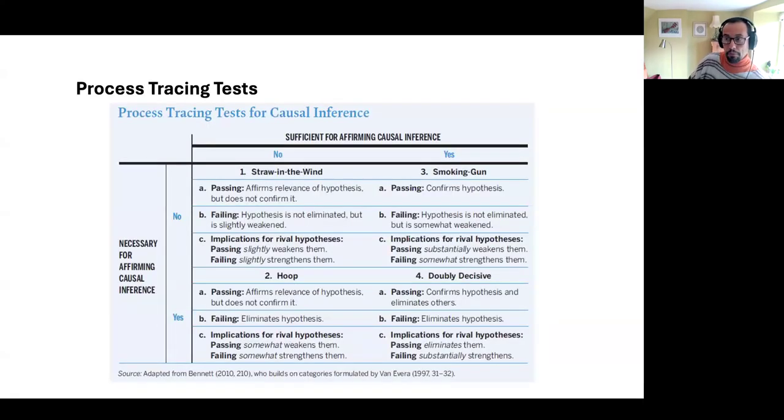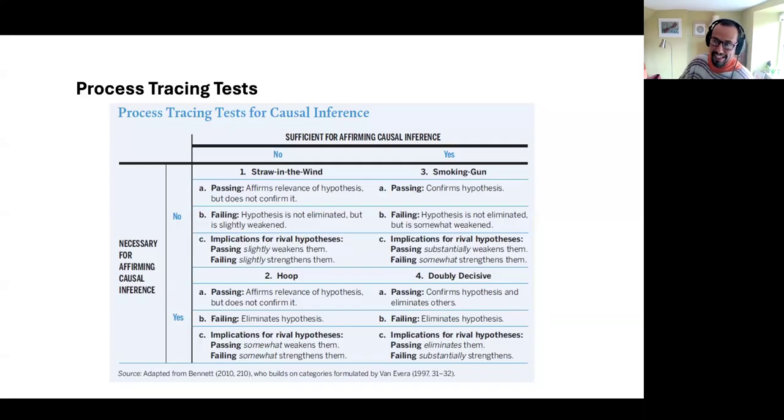Now, in process tracing, normally we tend to use what is called a process tracing test, which is the testing for causal inferences. Some of them need to be present to affirm the causal inference, some are necessary, and some of them are sufficient. And there are 4 types of testing: what they call the straw in the wind, the hoop, the smoking gun, and the doubly decisive. Now, I find this a little bit complicated, so I'm going to do my best to try to explain it in simple terms.